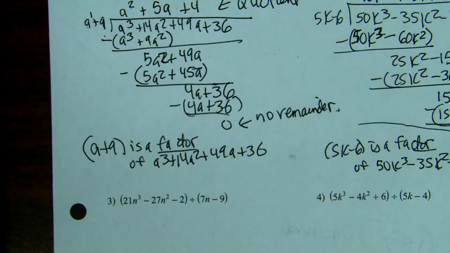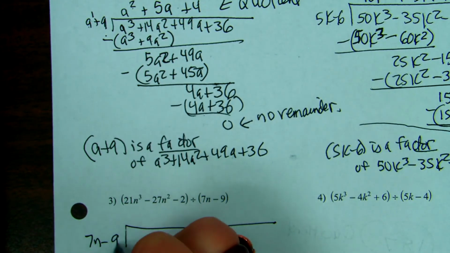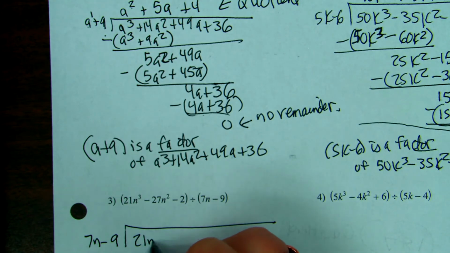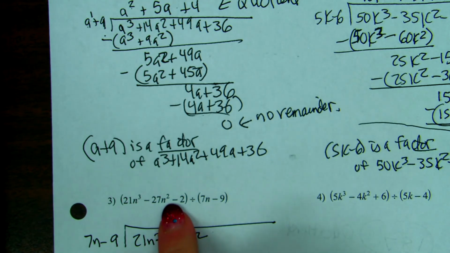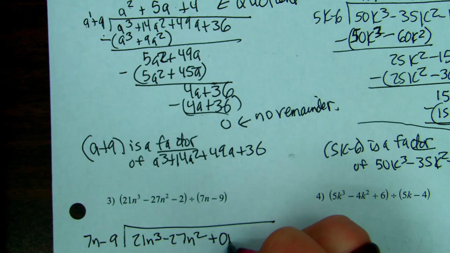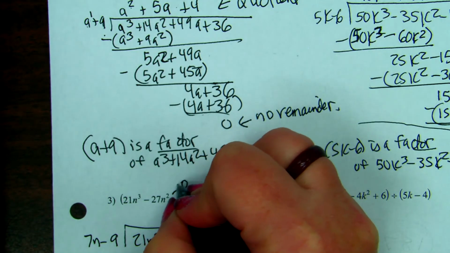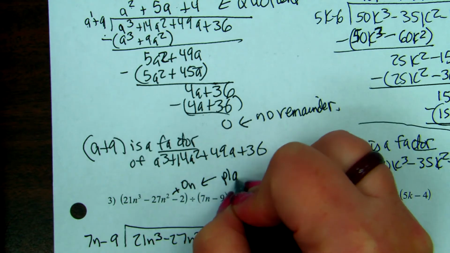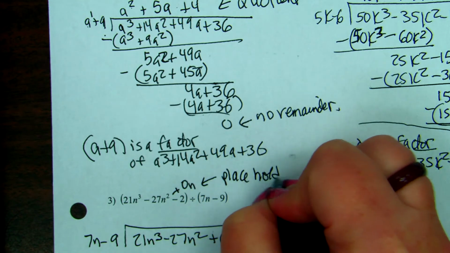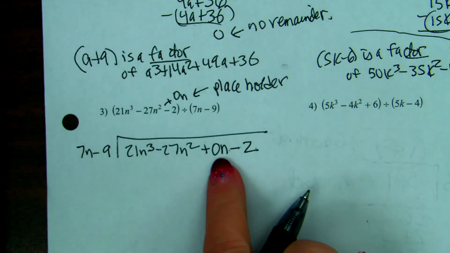So on this one, 7n minus 9, we have 21n cubed minus 27n squared, and the next it would be an n, but there's no n, so we put a placeholder, plus 0n minus 2. So plus 0n, it's a placeholder. It holds a place so that our division will be all lined up nice and neat. So it holds a place for the n's place.